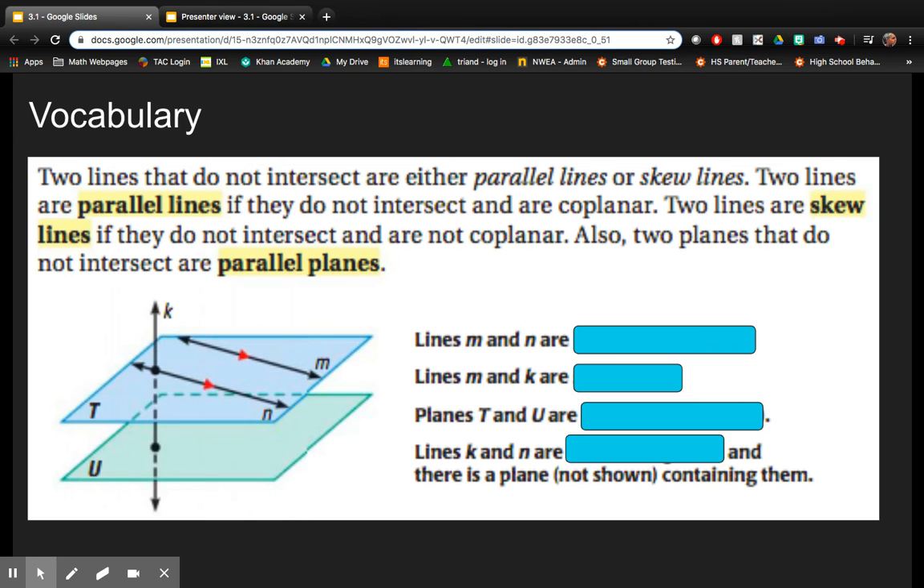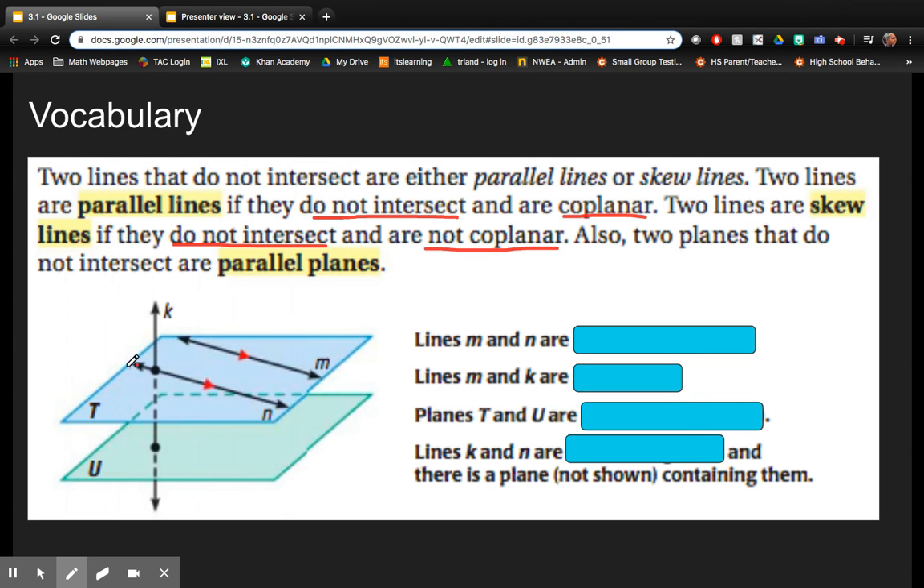Two lines are parallel if they do not intersect and are coplanar. Remembering from our previous unit, coplanar means on the same plane. So we're looking for lines that are on the same plane but do not intersect. Two lines are skew lines if they do not intersect, just like the parallel lines, but are also not coplanar.